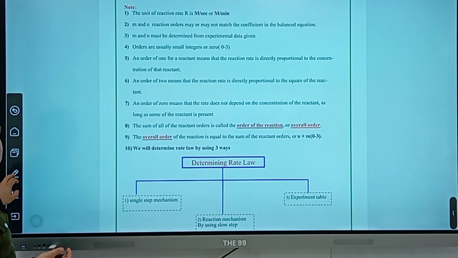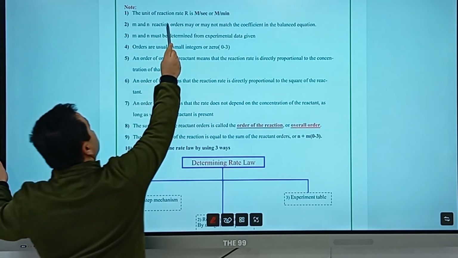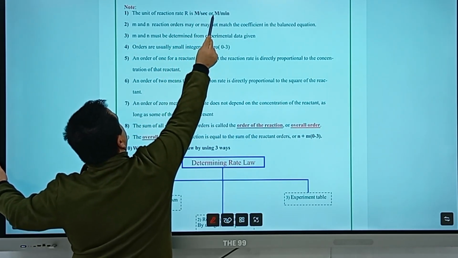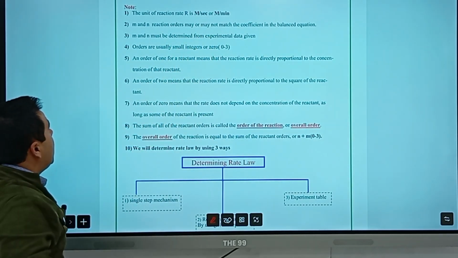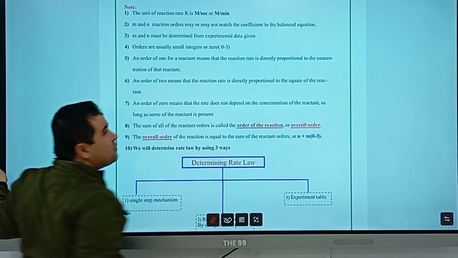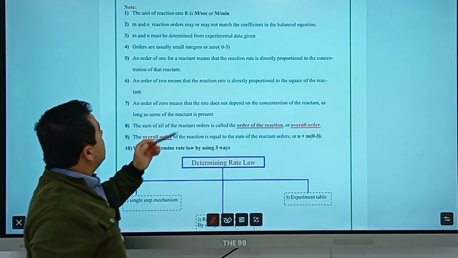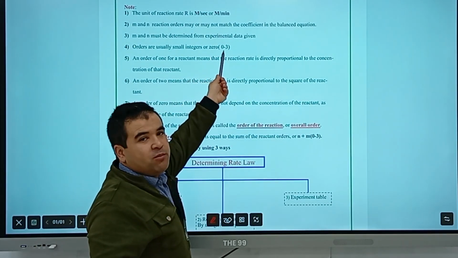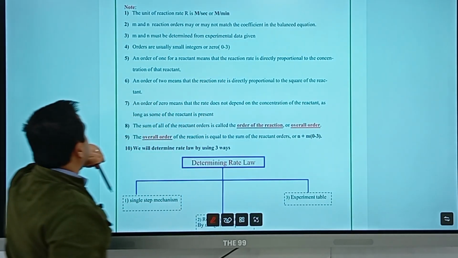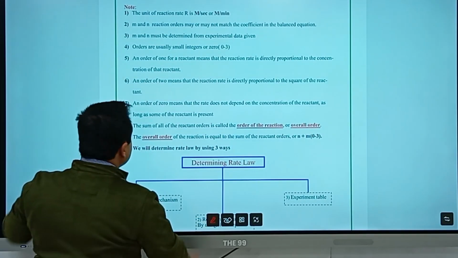Some notes we may have discussed about some of them. The unit of R is molarity per second or molarity per minute. M and N, the reaction orders, may or may not match the coefficients of the reactants. They must be between 0 and 3. An order of 1, this is the meaning of the order, guys.